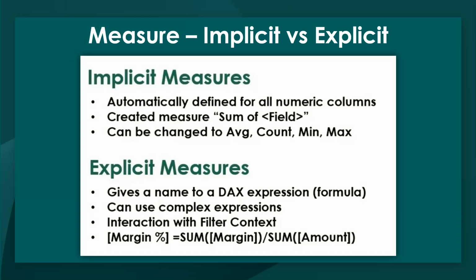Alright, so there are two classifications, or two types you can say, regarding the measures. The first one is implicit and the second one is explicit. So let's learn what implicit measures and explicit measures are. Implicit measures are automatically defined for all the numeric columns.